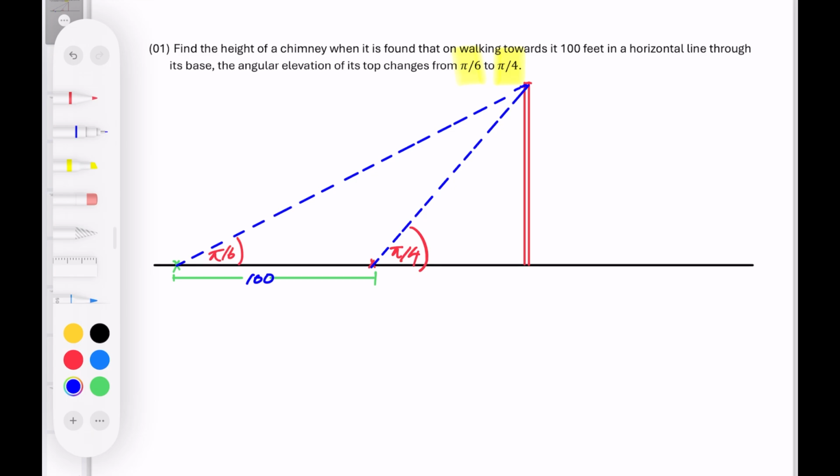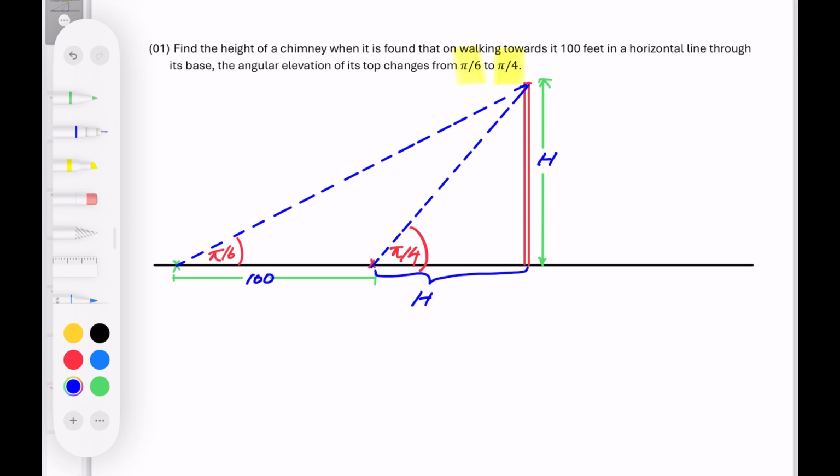We need to find the height of the chimney. Let me show the height of the chimney also. Let me label the height of the chimney as h. Now, what can you say about the distance between the second position of the person and the base of the chimney? That should also be equal to h.